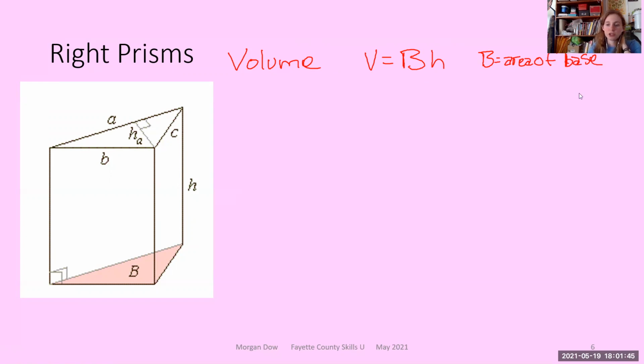Whatever shape your base is, in this case, the bases are triangles. Capital B stands for the area of that shape. So if we want to find the area of these triangles, we're going to have to use the formula for area of a triangle. So let me start out by giving you some measurements here.